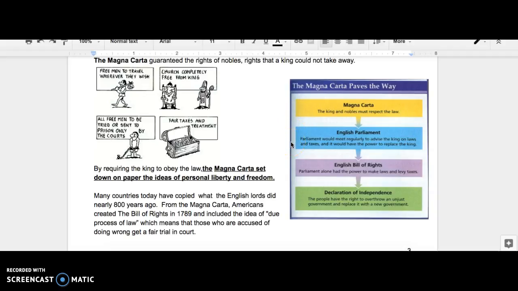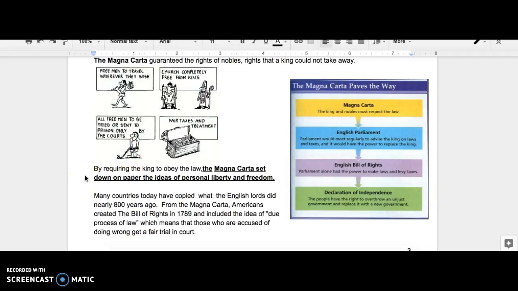English Parliament. Parliament would meet regularly to advise the king on laws and taxes, and it would have the power to replace the king. English Bill of Rights. Parliament alone had the power to make laws and levy taxes. Declaration of Independence. The people have the right to overthrow an unjust government and replace it with a new government.